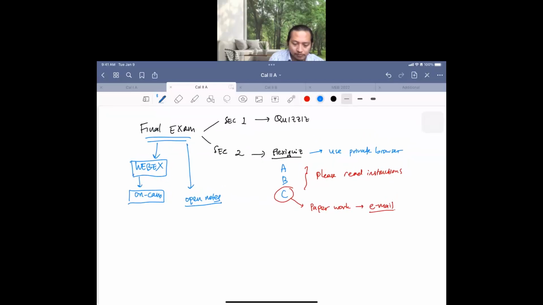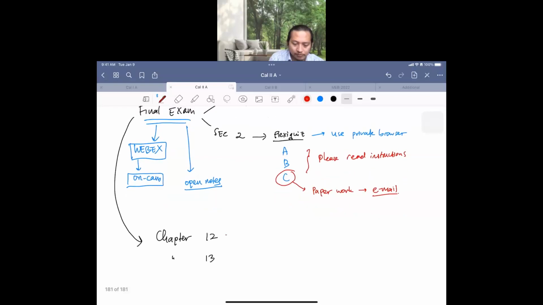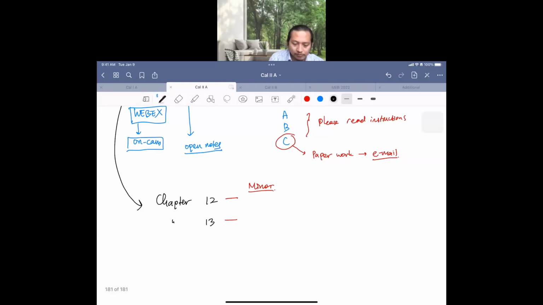And what else? The chapters for final exam, as I mentioned, chapter 12, 13. This will be minor subject. And then we have chapter 14, 15. So we will have all majority cases from 14 and 15. So from the limit, continuity, right? And then the partial derivative, the tangent plane, the directional derivative, chain rule, maximum, minimum, the Lagrange.